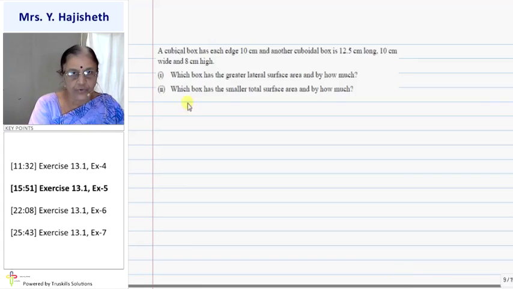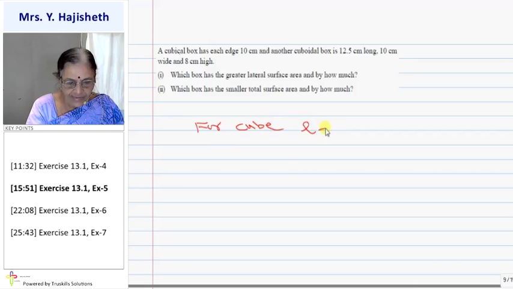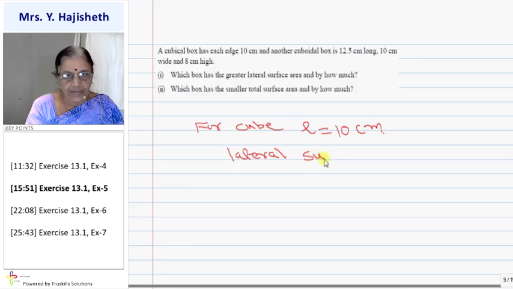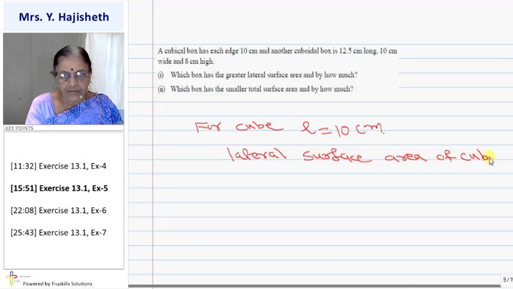So for cube, L is given as 10 centimeter. So I should find out lateral surface area of cube as well as total surface area. Okay. Lateral surface area of cube, you know it is 4L square. So 4 into 100. So it is 400 centimeter square.